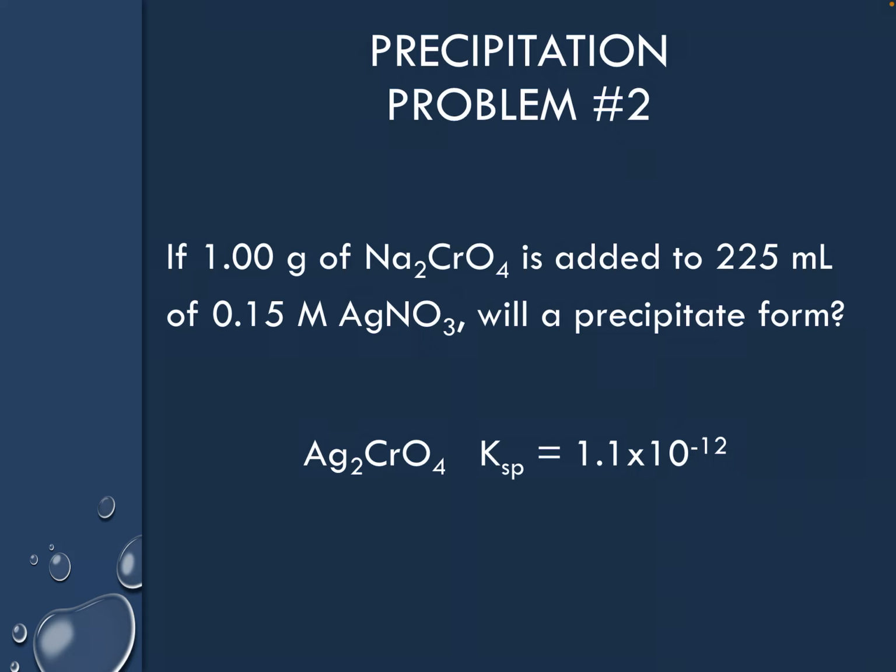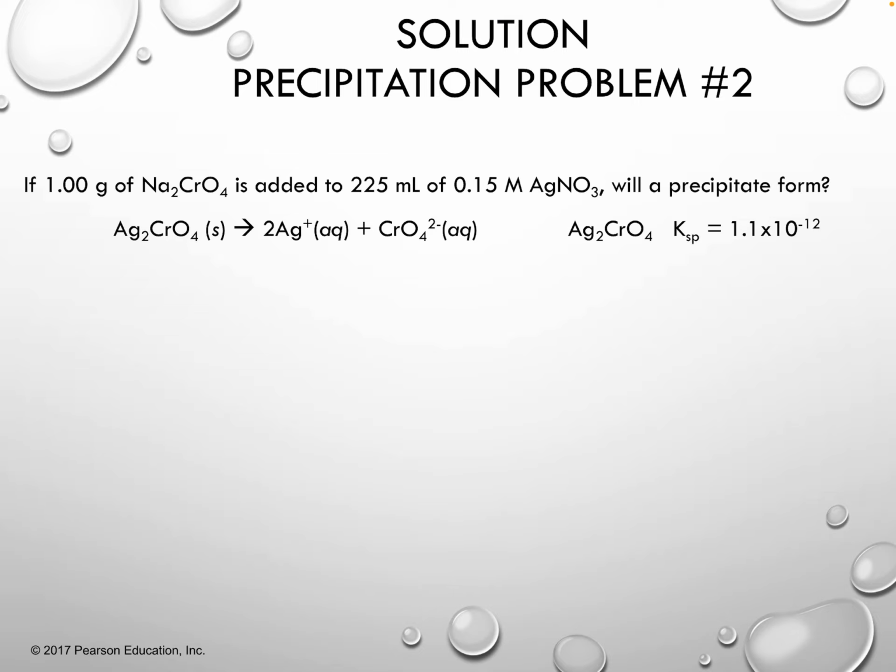Let's try another one. So if 1 gram of sodium chromate is added to 225 milliliters of 0.15 molar silver nitrate, will a precipitate form? Okay, so again, this is like that picture we had. We had silver, we had chromate, so we're forming silver chromate here. So we have a molarity of our silver nitrate, and we are adding a solid, right? We're adding solid sodium chromate. So we need to find the molarity of our sodium chromate in order to be able to plug it into our KSP expression. So let's go ahead and give this a go.